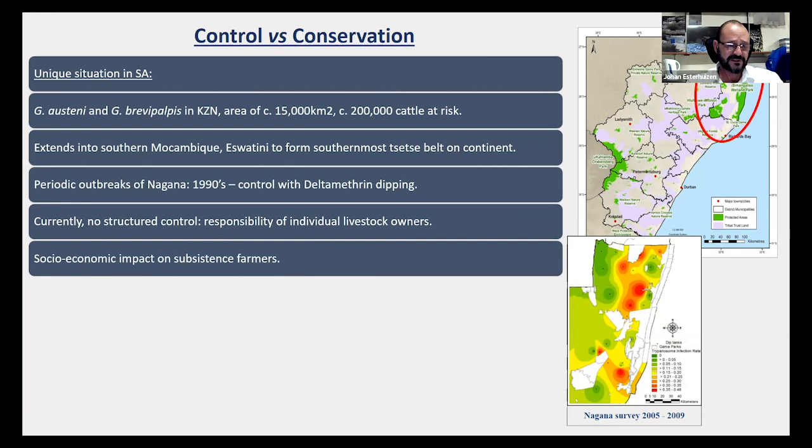Of course, there's a big socio-economic impact on the farmers, because most of these farmers in KwaZulu-Natal are subsistence farmers. So if you have 10 cattle and 7 of them are infected with Nagana, you have serious losses in your productivity.